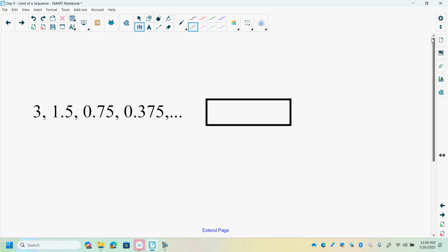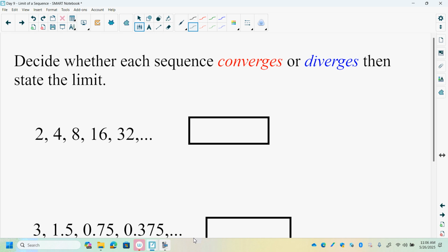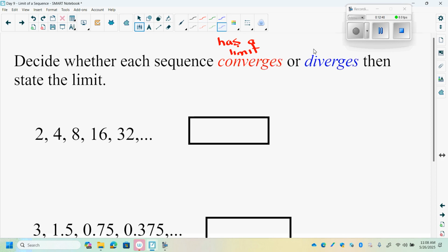I don't know that you have these, so I'll get you to copy them down. So we want to decide whether each sequence converges, this means has a limit, or whether it diverges, the limit does not exist, or has no limit.